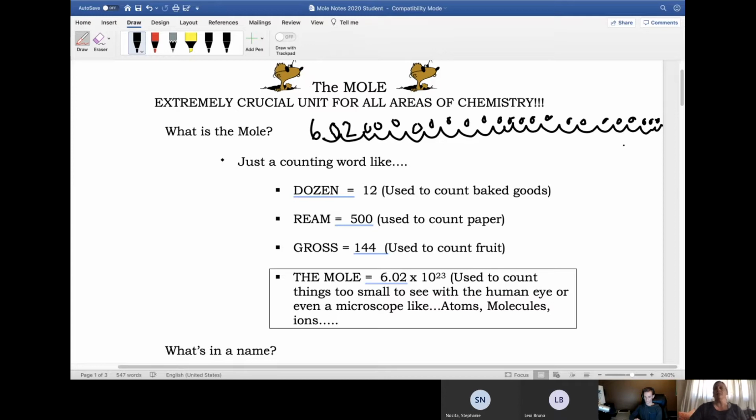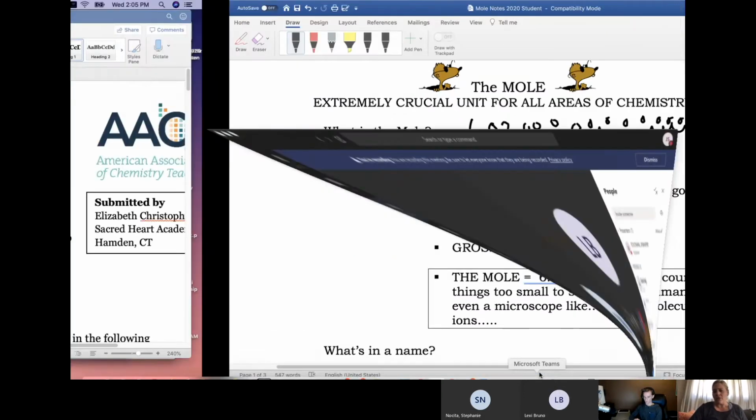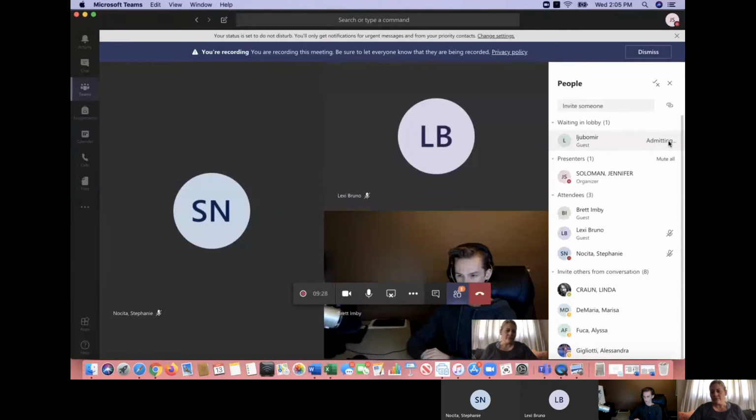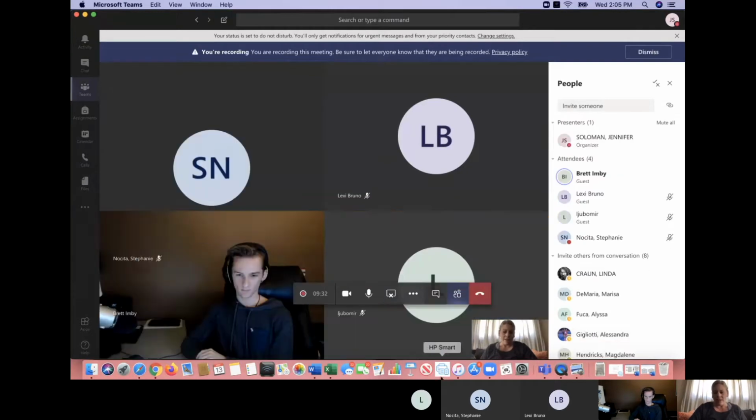So if I have a mole of books, how many books do I have? 6.02 times 10 to the 23rd. If I have a mole of donuts, how many donuts do I have? 6.02 times 10 to the 23rd. Yep. If I have a mole of dogs, how many dogs do I have?